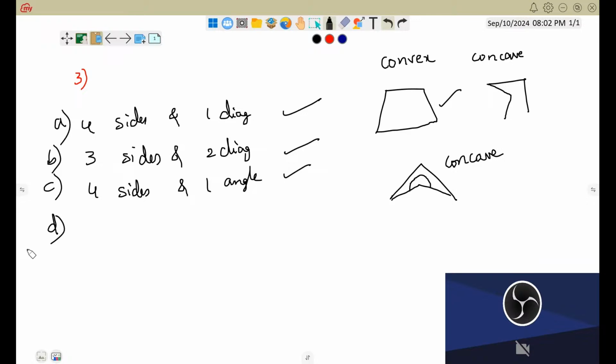Coming to D, when the lengths of two sides and two included angles are given. See, two sides given and only two included angles given. So totally how many measurements here? Four measurements only. We require at least five measurements. So we cannot construct a convex quadrilateral using these two sides and two angles. Okay, so the correct option is D.